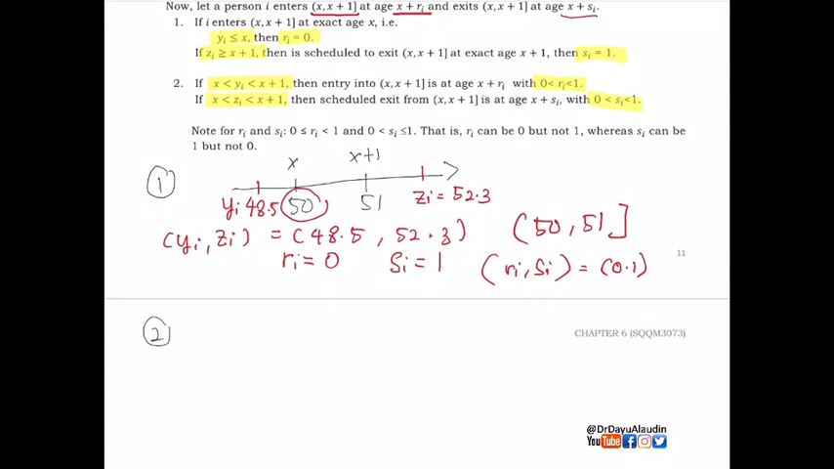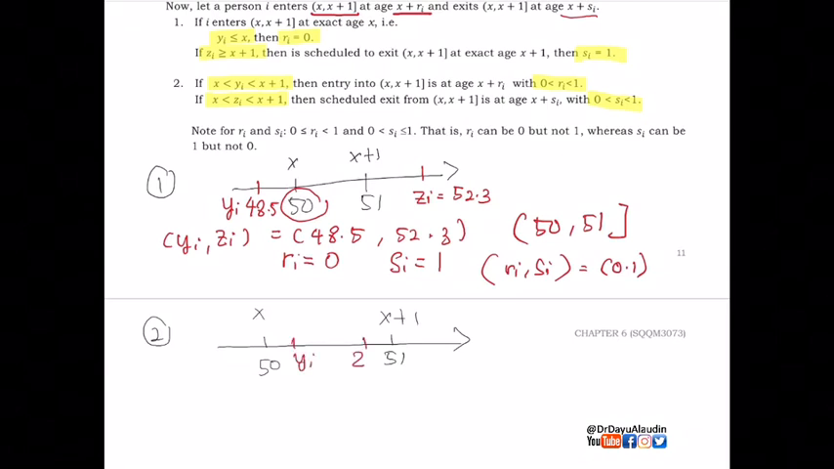Okay, so the second case: where the interval estimate, let's say we still take 50 and 51, and it happens that yi and zi are in between. So ri will be between 0 and 1, and si will also be between 0 and 1 for the second case.